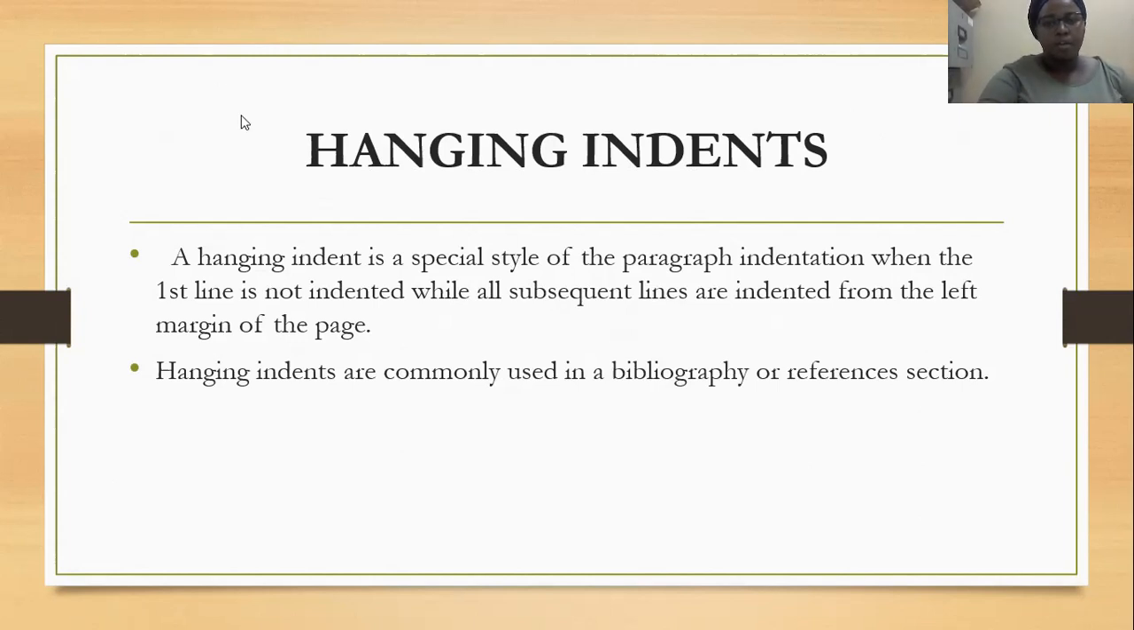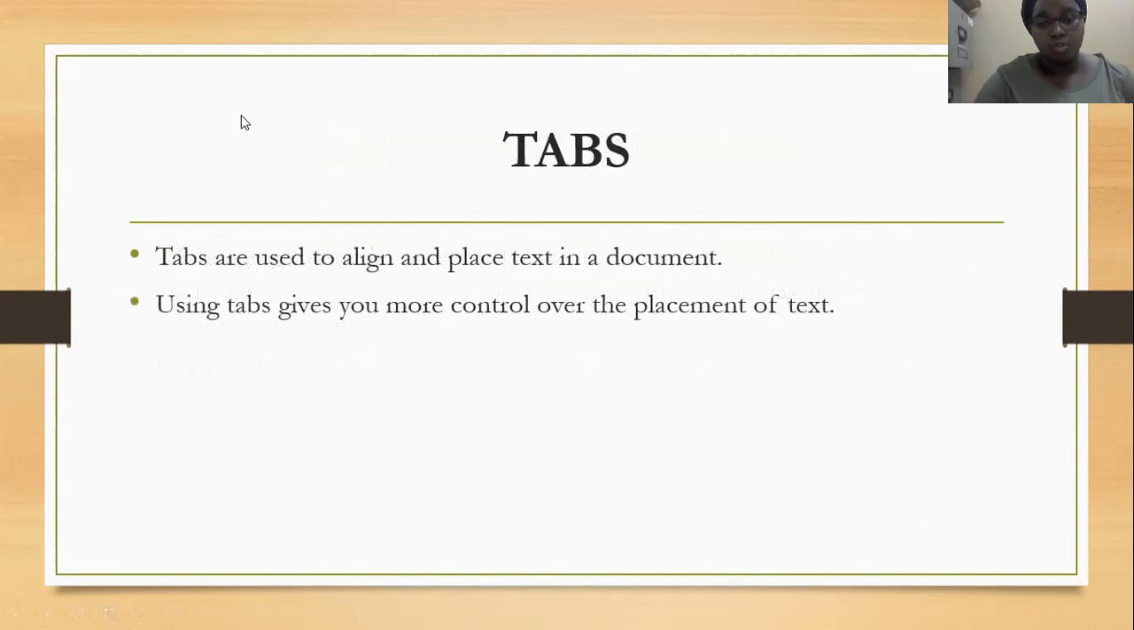And then we are moving on to tabs. Tabs are used to align and place text in a document, and using tabs gives you more control over placement of text. Now, we will be moving to opening a Word document so that you can see how you insert a bullet in your text and how you insert a numbered list in your text.